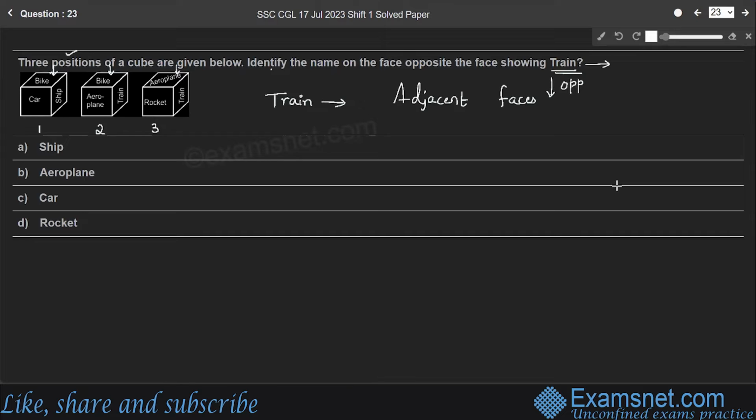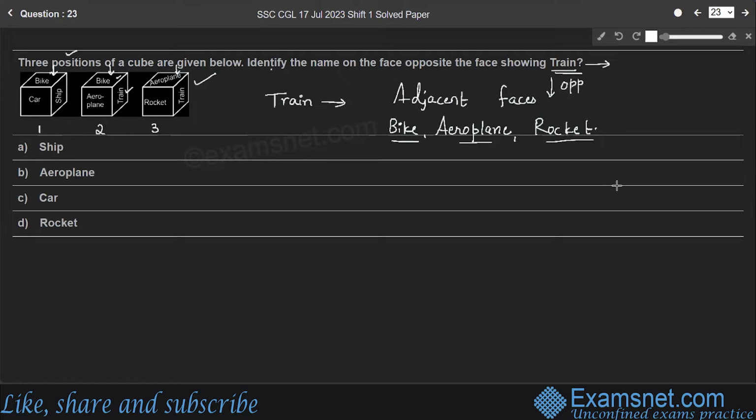In the second position, bike and aeroplane are adjacent faces of train. Bike is top, aeroplane is front face, whereas train is right face. From the third position, adjacent faces of train are aeroplane and rocket. So we'll write rocket here. Aeroplane is already written. Therefore, these three faces can't be the opposite face of train, right?